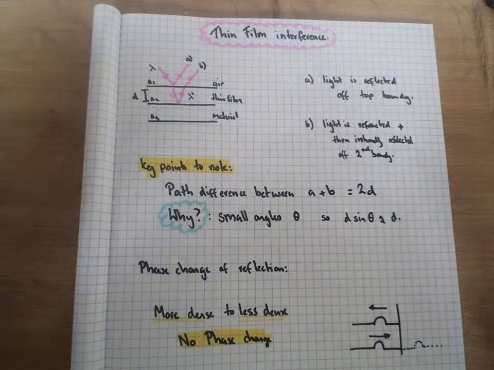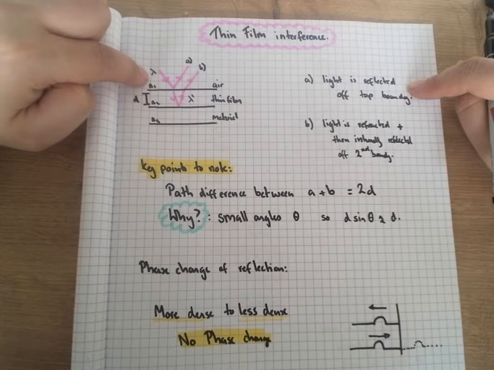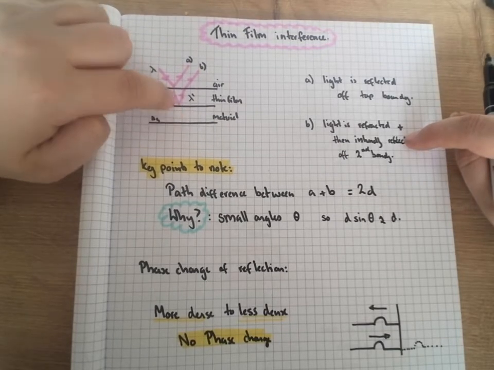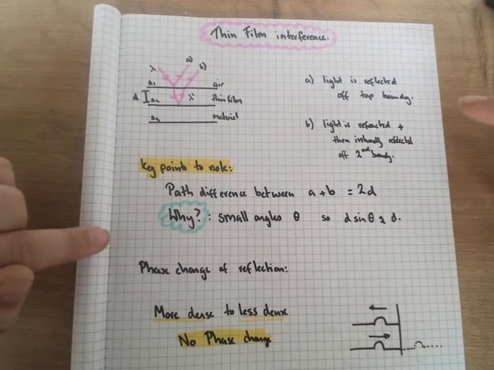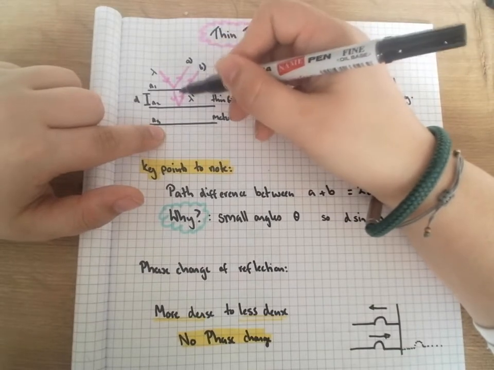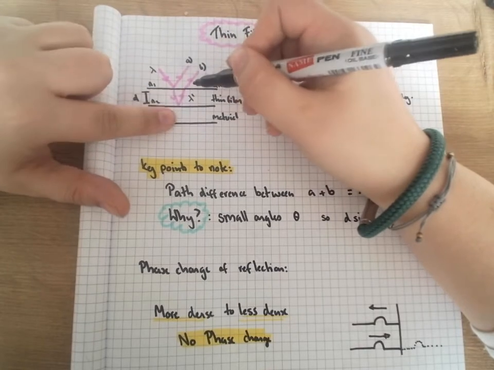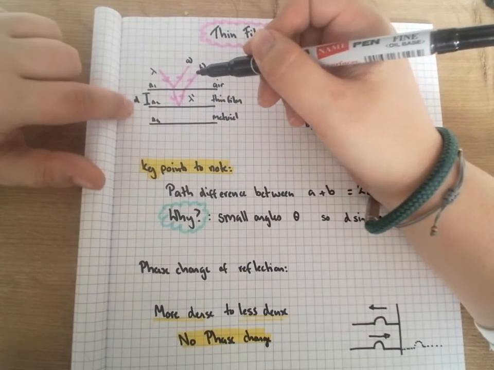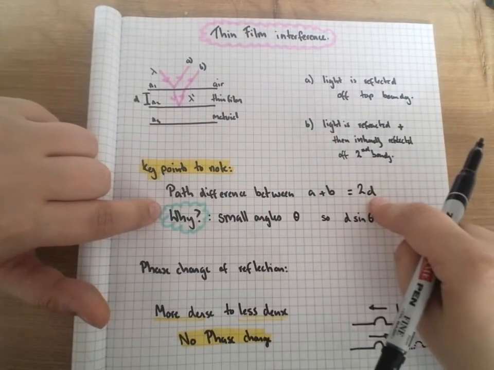So just to recap, we've got path A, that's light reflected off our top boundary. B, light is refracted and then reflected off the second boundary and then emerges back out. So the first thing to consider is path B has gone further than path A. It's gone inside and then back out, whereas A has just done this. Path B has done a little bit extra, and we can call that path difference 2D. So the path difference between A and B is equal to 2D.